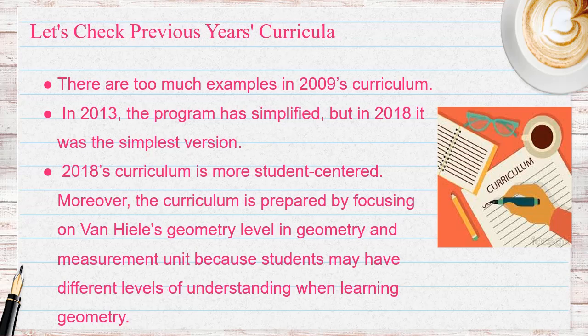Let's check previous years' curricula. There are too many examples in the 2009 curriculum. In 2013, the program was simplified, but in 2018, it was the simplest version. The 2018 curriculum is more student-centered. Moreover, the curriculum is prepared by focusing on Van Hiele's geometry levels in the geometry and measurement unit because students may have different levels of understanding when learning geometry.